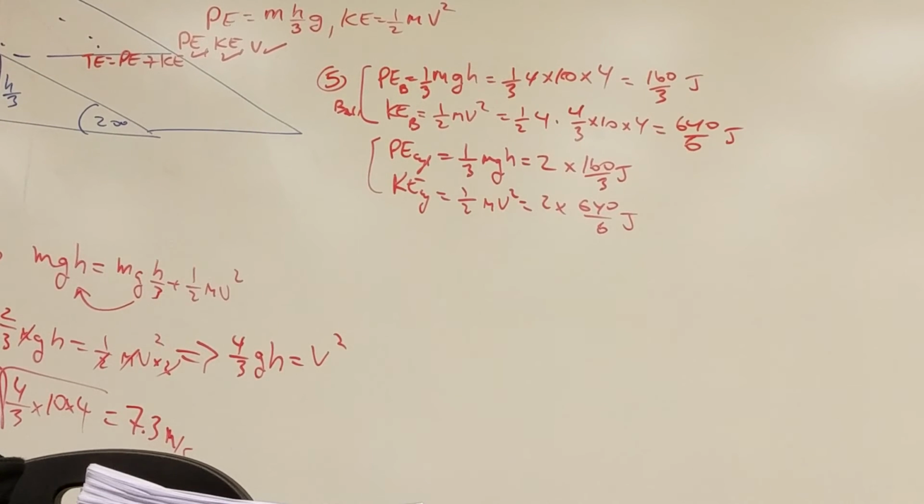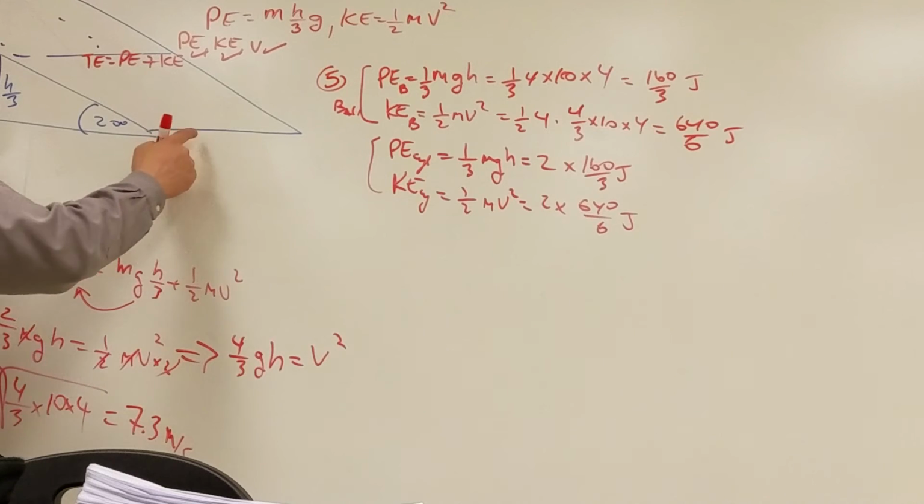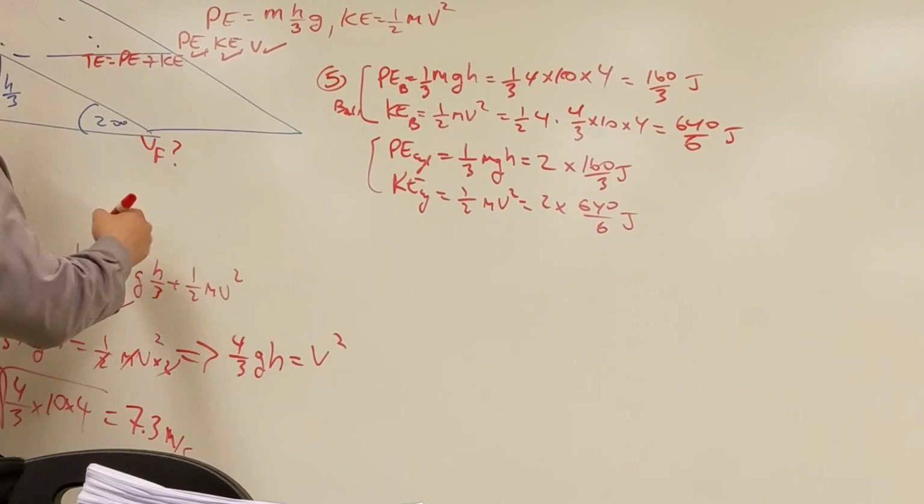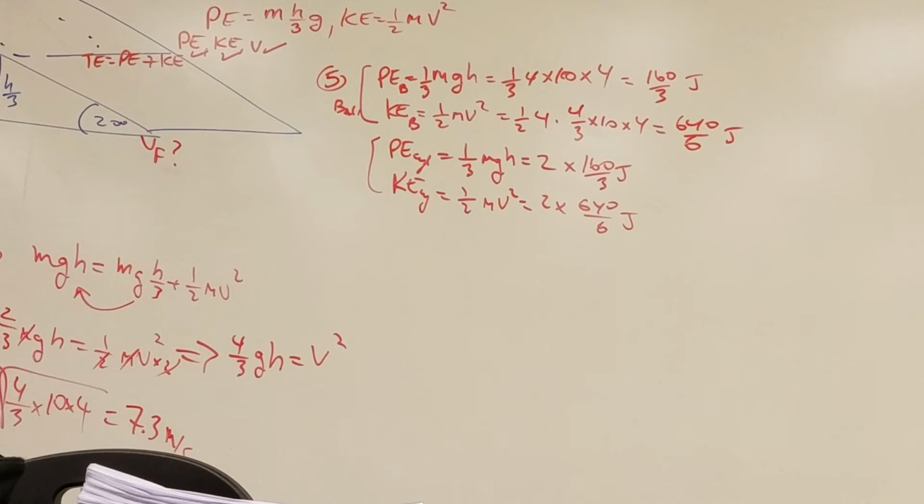Next, you're asked to find what the final speed is here. And you're also asked to find who comes there first. Well, they both get there at the same time, but you have to figure it out.